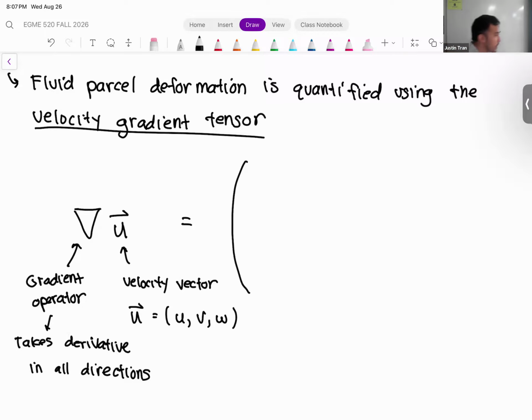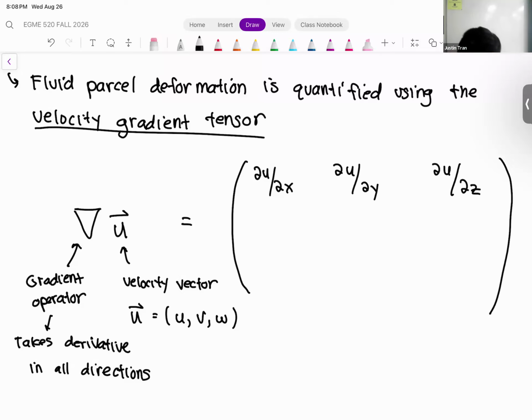Okay, so we end up with a 3x3 matrix, where we're going to take the derivative of every velocity component in terms of each of the directions x, y, z. So for instance, the first row is going to be the derivative of the x component of velocity with respect to x, y, and z. So you have partial u, partial x, partial u, partial y, partial u, partial z. Right, so three entries, three columns, each one represents the derivative in a different direction, x, y, and z.